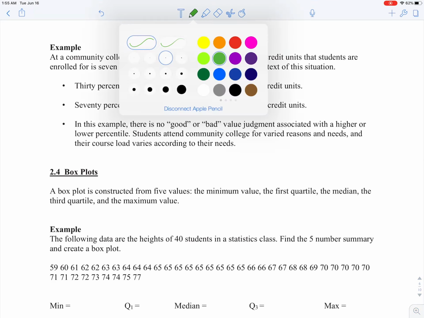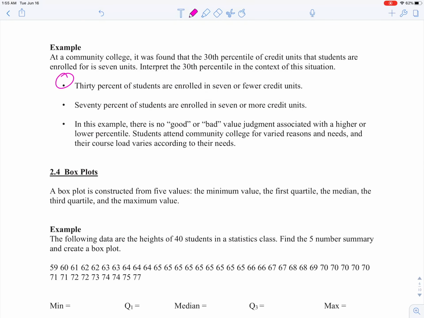There's a couple different interpretations we have here. First one: 30% of students are enrolled in 7 or fewer credit units, because that's the definition of percentile. In this case, 30th percentile means 30% of the students are either equal to or below 7 units. Another interpretation, going in the other direction: 70% of students are enrolled in 7 or more credits.